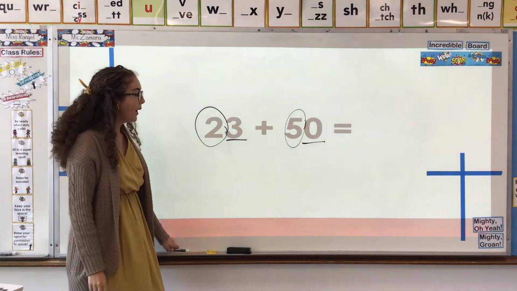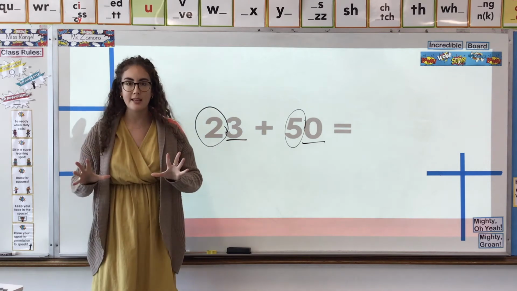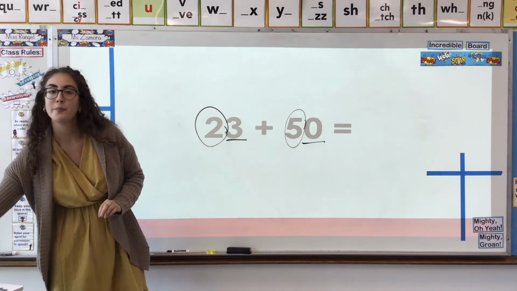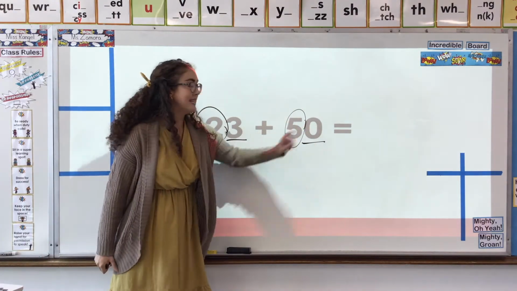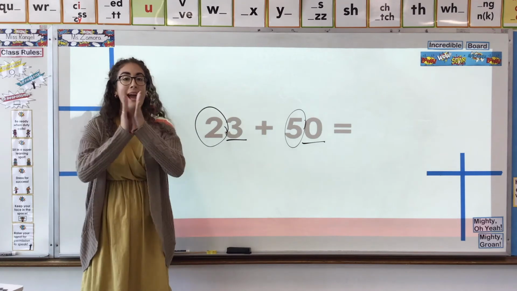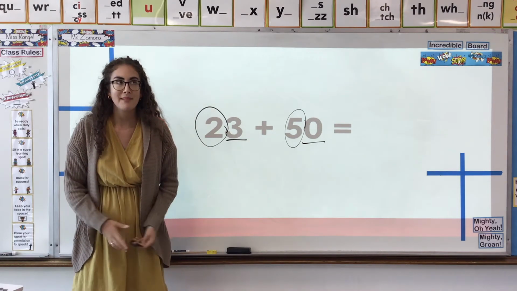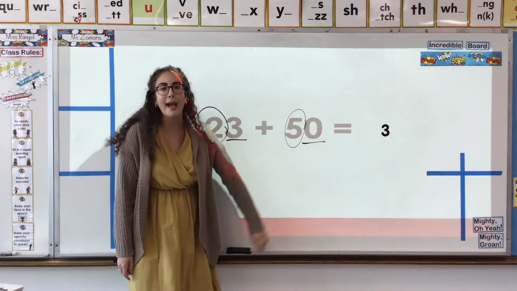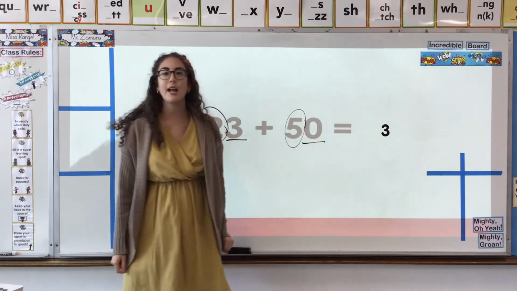So, what two numbers are in the ones place? A 3 and a 0. So if we add them together, what would we get? We would still have 3 because we didn't add anything to it. So now we have a 3 in our ones place.